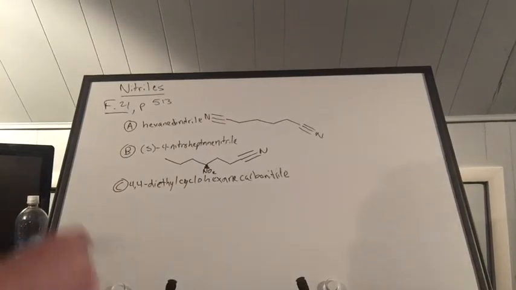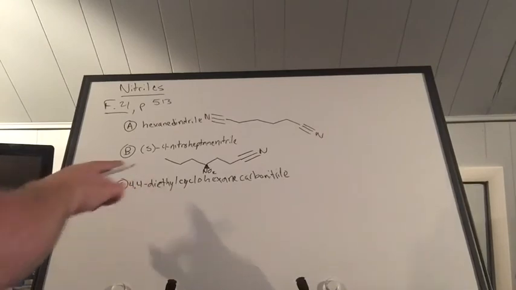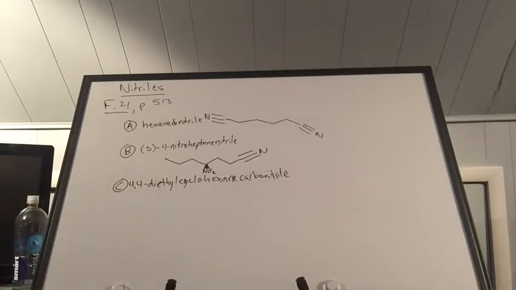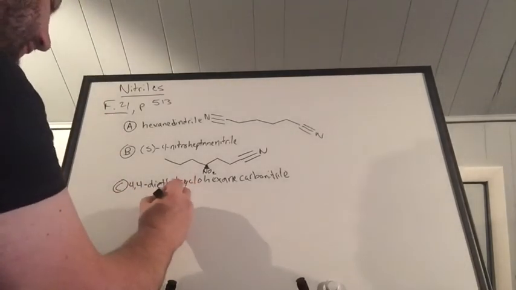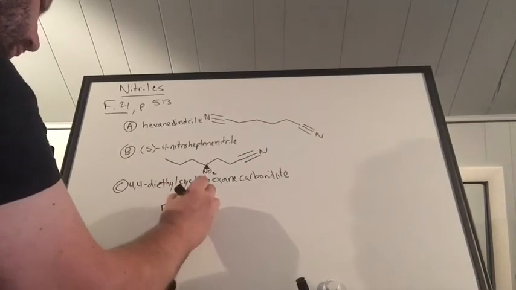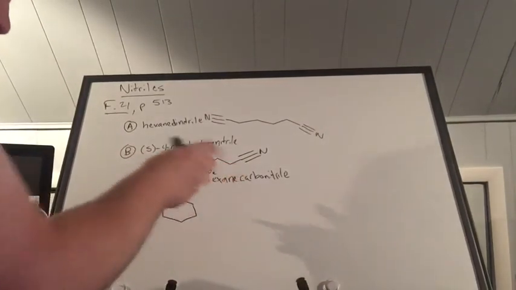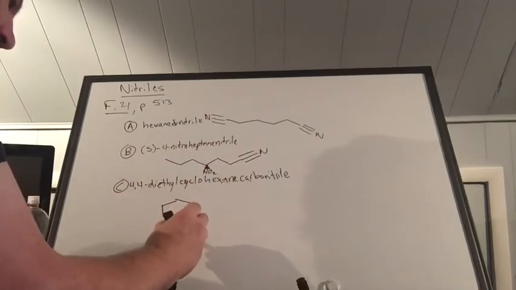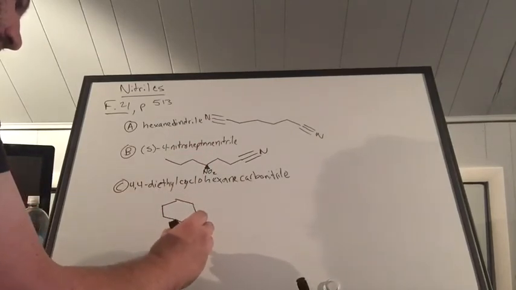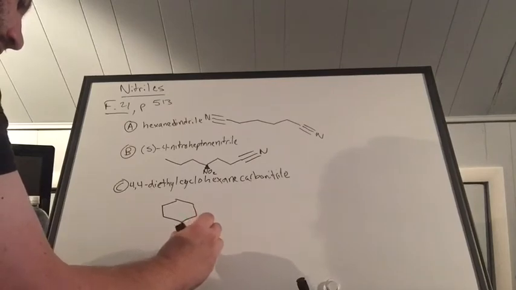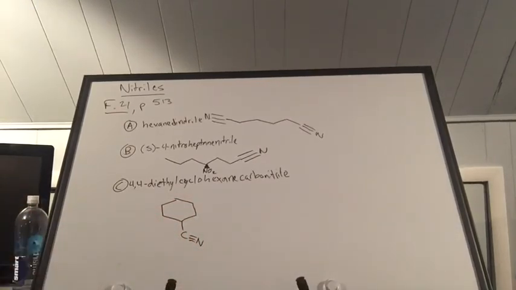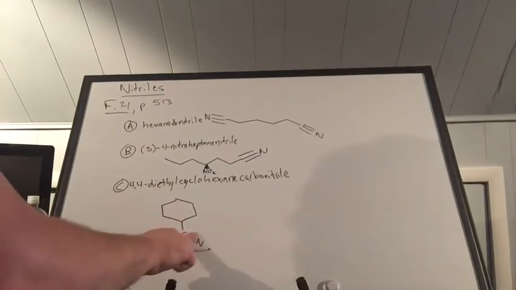Okay, for C, so you have 4,4-diethyl cyclohexane carbonitrile. Alrighty, so we have a cyclohexane, which is our root. Okay, and then we have a carbonitrile, so that means it's going to come off of the... I'm not drawing that totally accurately. Remember that these are going to be linear compounds. So it's really going to stick straight down.